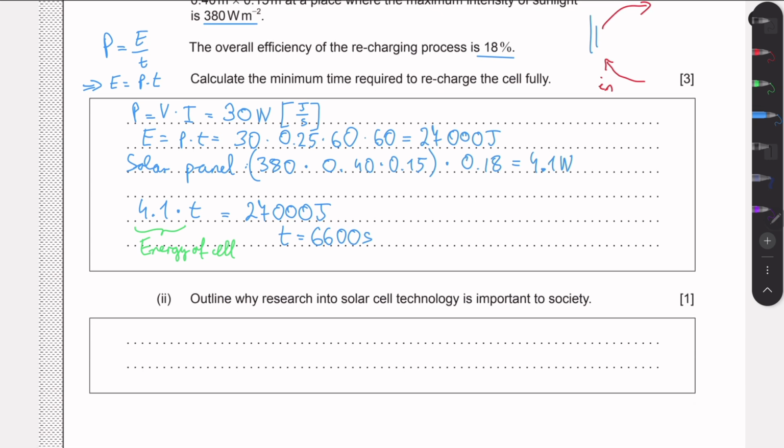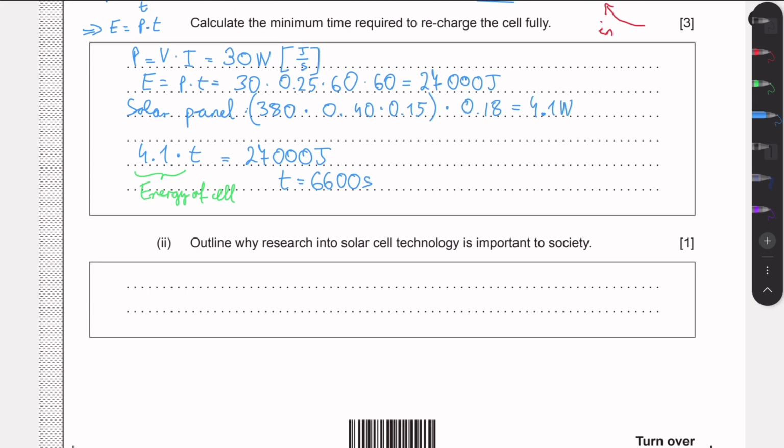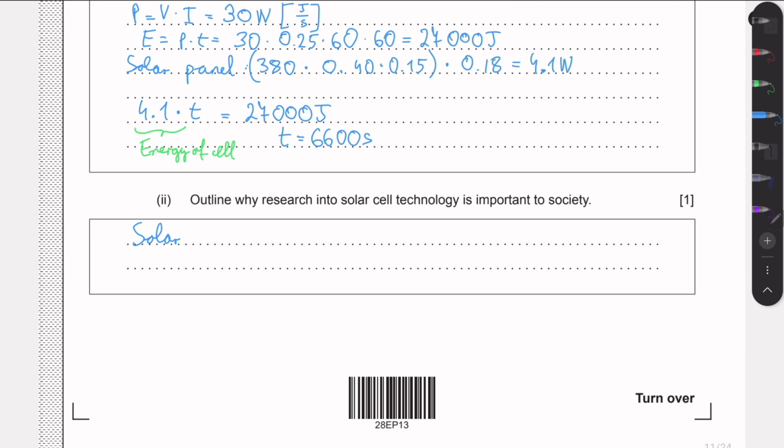And then finally, we need to outline why research into solar technology is important. There are many possibilities here. Almost anything you can think of that's related will probably be correct. But one of these is that solar is renewable, and so this will help reduce greenhouse gases.